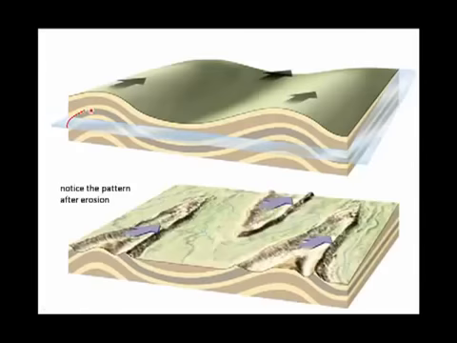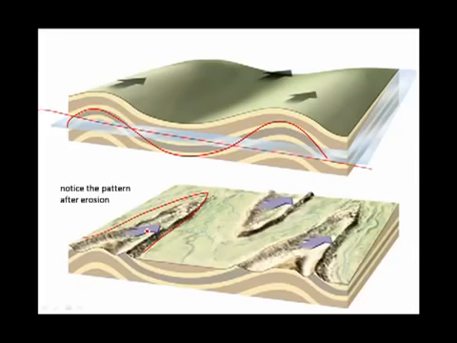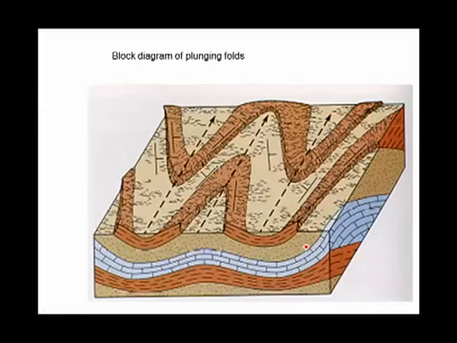So here we have anticline, syncline, anticline, and as they are eroded away, you get this pattern of V's pointing either away from the plunge or toward the plunge, depending upon whether it's an anticline or a syncline. So whenever you see this V pattern on the surface, you know that you have plunging anticlines and synclines. Once again, a block diagram. You have the diagram showing the direction of the plunge, both of the anticlines and synclines, and the V's coming either toward us or away from us.